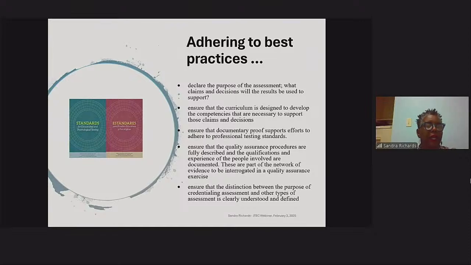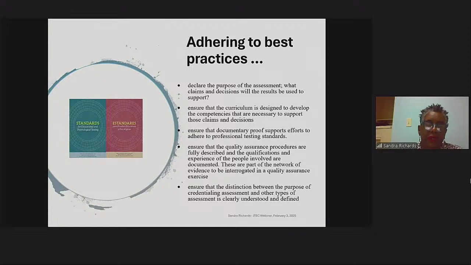That is important. And then they need to also ensure that the curriculum is trying to develop the skills and the competencies that are necessary to support these claims and decisions. They also must ensure that their documentary proof supports efforts to adhere to professional testing standards, and they must ensure that the quality assurance policies are carefully described and the qualifications and the experience of the people involved are documented. These are part of the network of evidence to be interrogated in a quality assurance exercise.